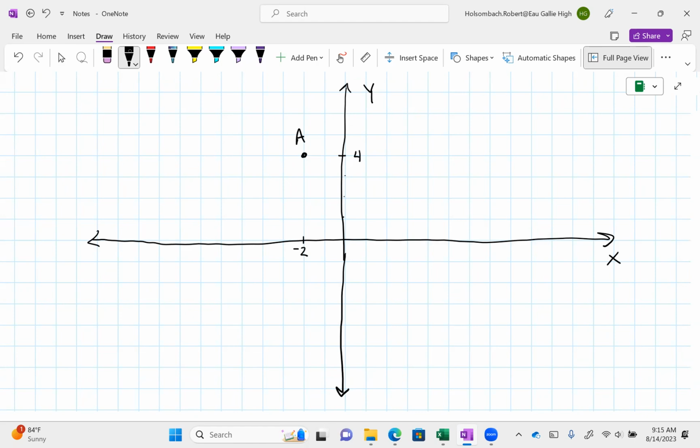And then point B is at 0, -2. So 0 on the x-axis, -2 on the y-axis would be right here. So here's our point B. We're going to draw a line AB. If you have a straight edge, go ahead and use it. If not, then just the best that you can. Try to get as straight a line as possible that goes through A and B. So there's your line AB.